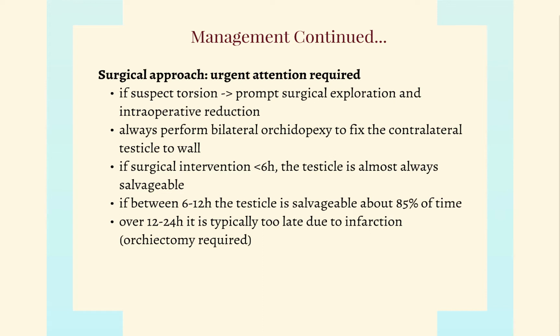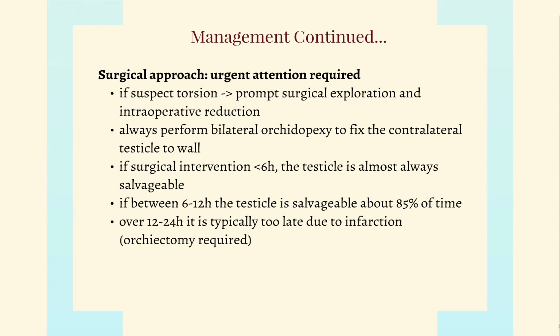In terms of the surgical approach, if testicular torsion is clinically suspected and imaging is not available, prompt surgical exploration and intraoperative reduction of torsion is required. Always perform bilateral orchidopexy, another term for fixation of the testicle in place with sutures, to ensure the affected and contralateral testicles do not retwist. Orchidopexy is done bilaterally because the gubernacular defects are usually bilateral.